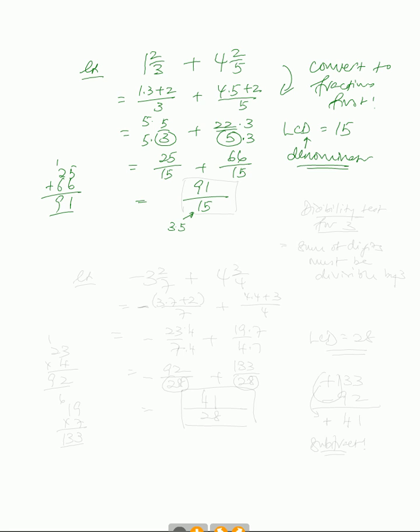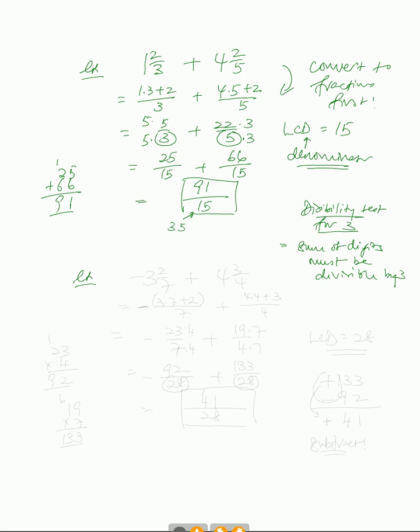Do you remember the divisibility test for 3? The divisibility test for 3 is the sum of digits must be divisible by 3. So if you add 9 and 1, it's 10, and 10 is not divisible by 3, so I'm done. Okay, so that's one way to check.